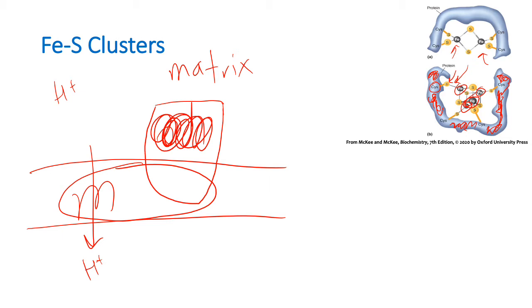Is there anything else I wanted to say about this? All right, well, it seems like that's all I wanted to say about the iron-sulfur clusters. So that's what they look like, and they pass electrons throughout these complexes. You're also going to see these iron-sulfur clusters in other complexes.